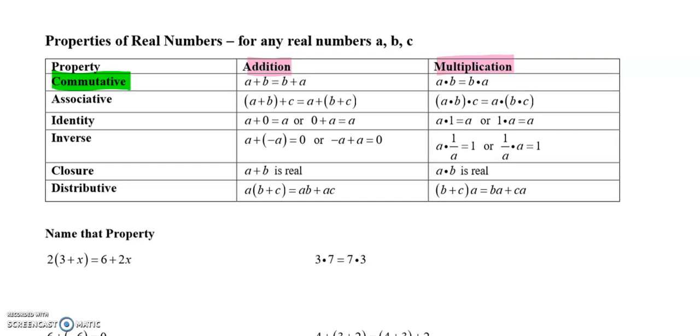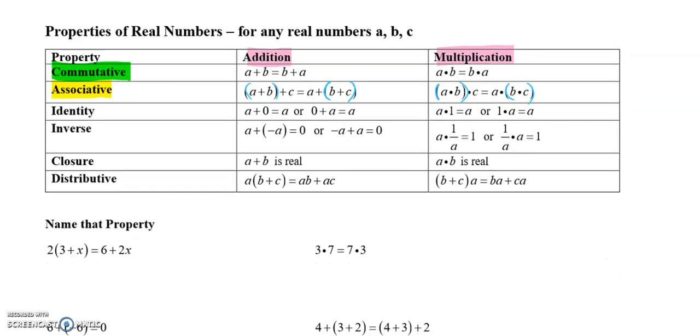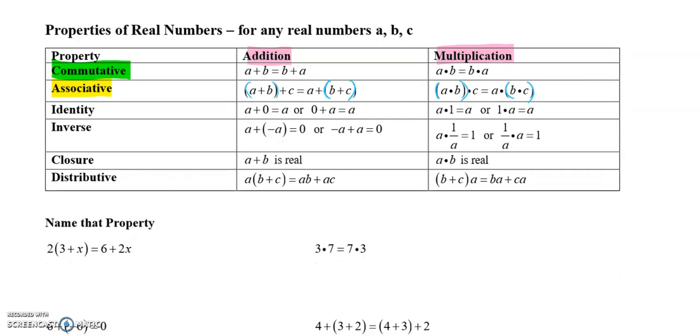The associative property is about changing the groupings of things. So we've got A plus B in a group, add on C, that's equal to A, and then if we add the B plus C together first. Same thing with the multiplication. Multiply the first two times the third is the same as if you multiply the second and third times the first.